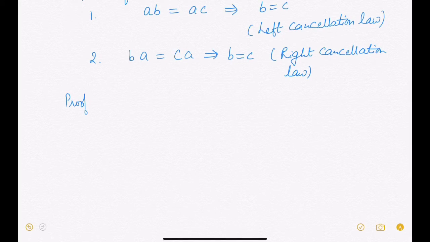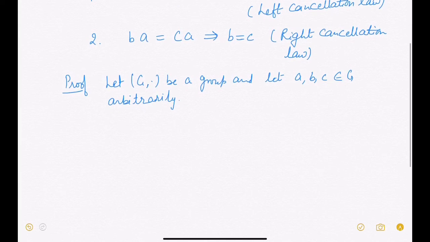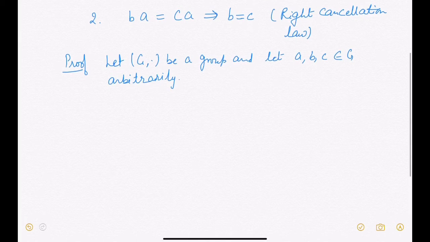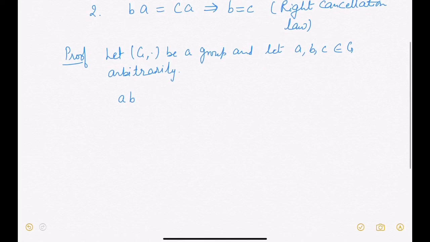Let us prove. Let (G, ·) be a group and let A, B, C belong to G arbitrarily. That means A, B, C are arbitrary elements of group G. Then AB equal AC.